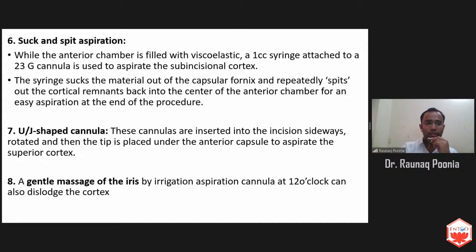We can also use U or J-shaped cannulas. These cannulas are inserted into the incision sideways and rotated, and then the tip is placed under the anterior capsule to aspirate the superior cortex. And lastly, a gentle massage on the iris by the irrigation aspiration cannula at the 12 o'clock position can also dislodge the cortex.